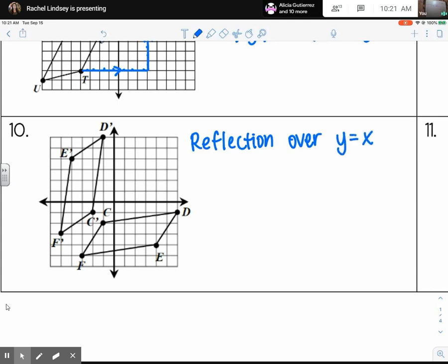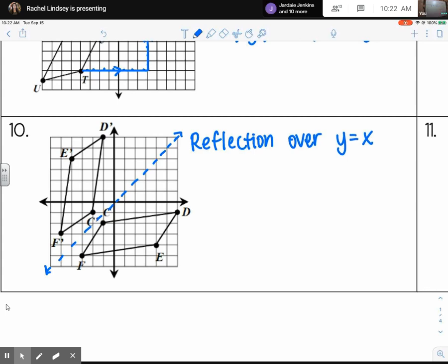Miss Lindsay, couldn't it be like a rotation of 90 degrees counterclockwise and then a reflection? Yes, it could. That's called a sequence of transformations that map the shape.